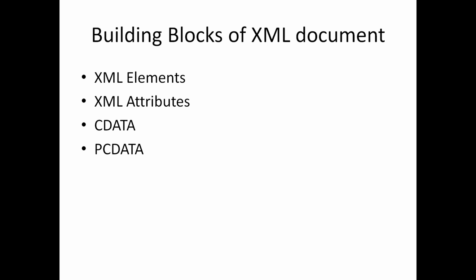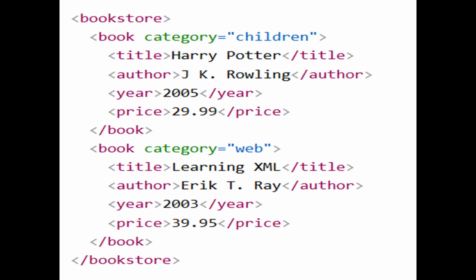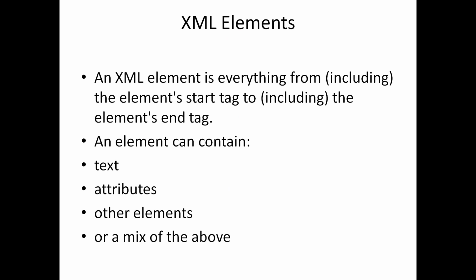So next comes the building blocks of an XML document. These are all the building blocks. First one is XML elements. So let us look at an example. Here this is a basic XML document. Everything from top to bottom is considered as an XML element. That is the bookstore, book, title, author, year, everything comes under the element. Inside an element we can have multiple things like text, attributes, or a mixture of text and attributes. Everything can be within an XML element.